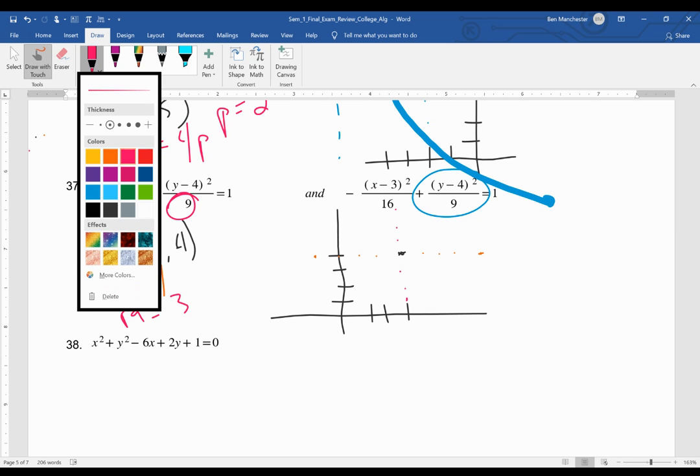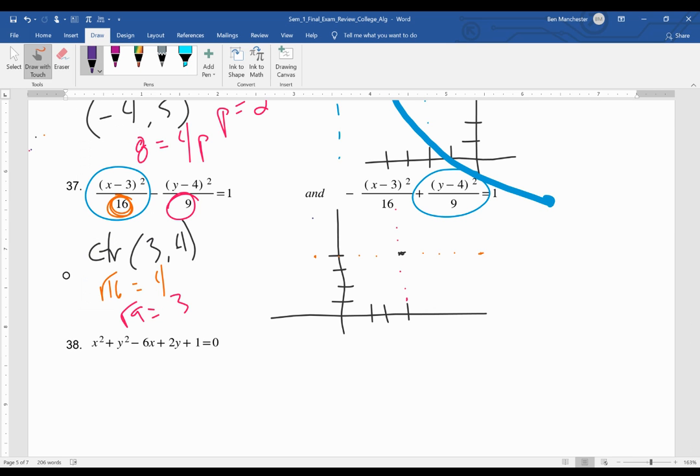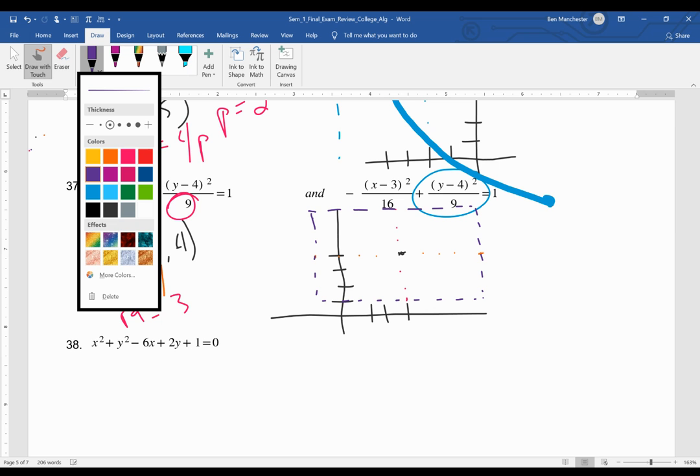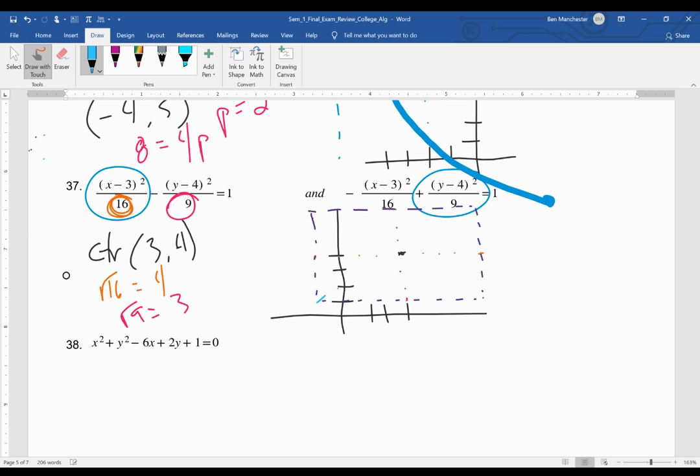Okay, so once again, this helps us make your box. So you make a rectangle with these lengths. Okay, so here's your rectangle. Your rectangle helps you make your asymptotes. So your asymptotes go from corner through the center out the other corner. Okay, and likewise here. So these are your asymptotes.